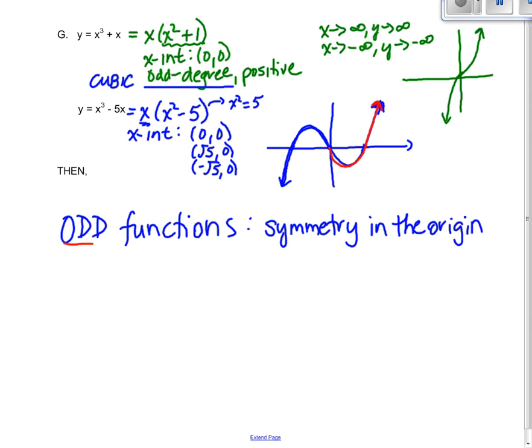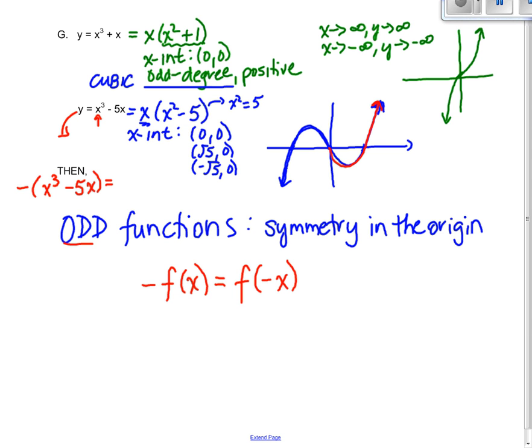And we can determine whether something is an odd function and then get a sense of what it looks like by this rule. If you throw a negative sign in front of your function, you will get the same thing if you replace x with negative x. So for example, this one. If I throw a negative in front of the entire function, I should get the same thing as replacing the x's with negative x.